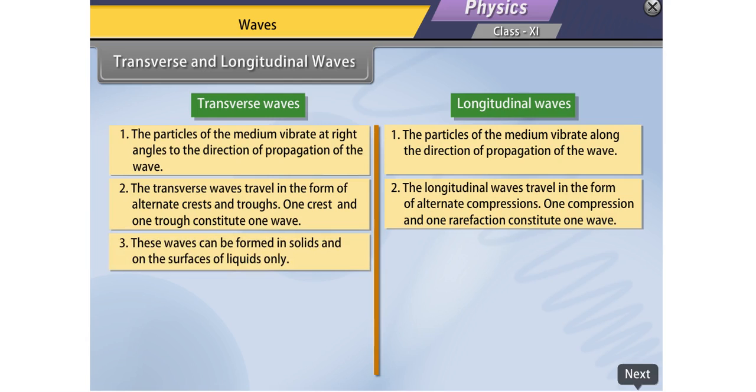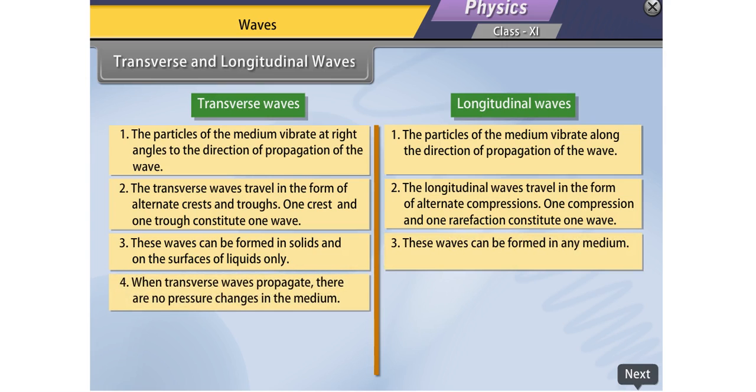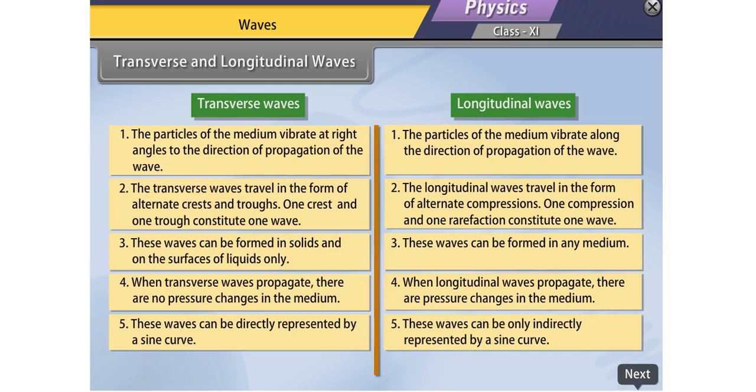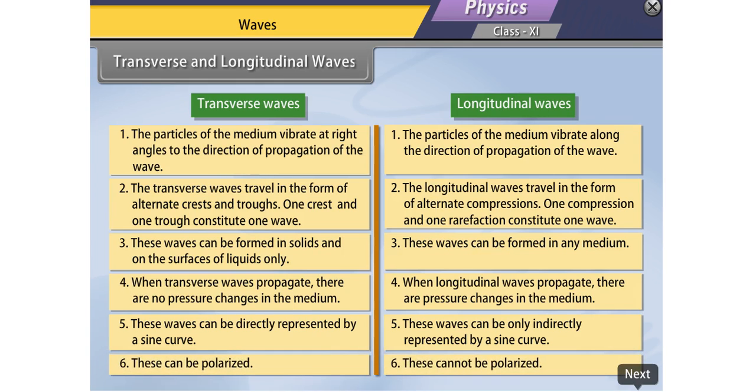Number 3. Transverse wave can be formed in solids and on the surface of liquids only, whereas longitudinal waves can be formed in any medium. Number 4. When transverse waves propagate, there are no pressure changes in the medium. But when longitudinal waves propagate, there are pressure changes in the medium. Number 5. Transverse waves can be directly represented by a sine curve, whereas longitudinal waves can be only indirectly represented by a sine curve. Number 6. Transverse waves can be polarized, whereas longitudinal waves cannot be polarized.